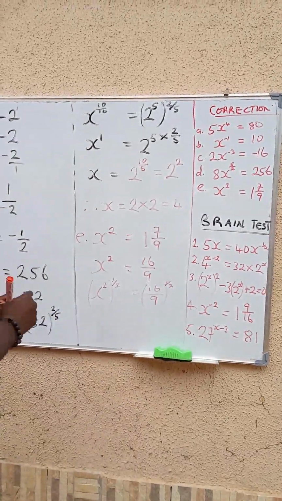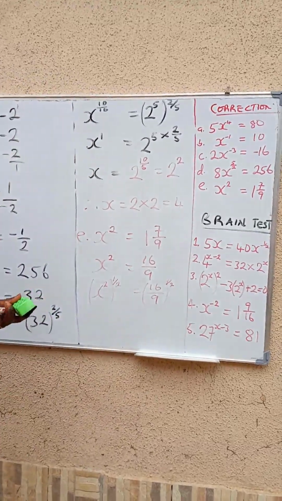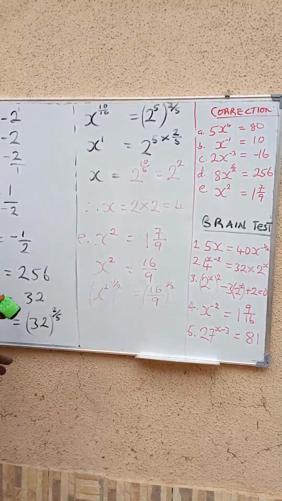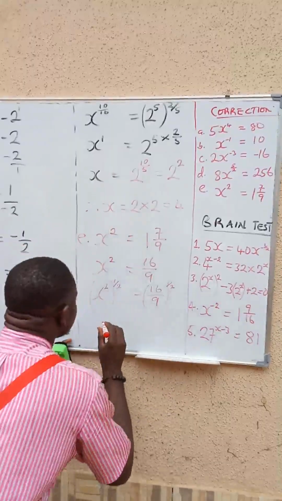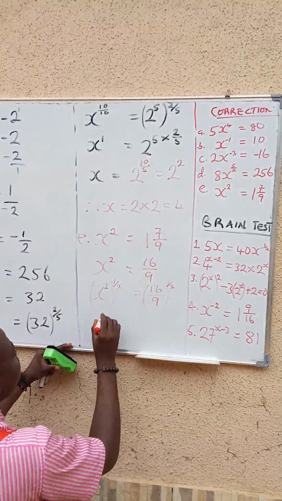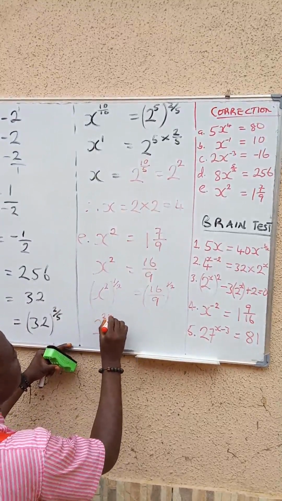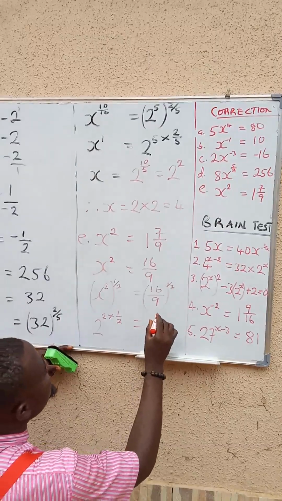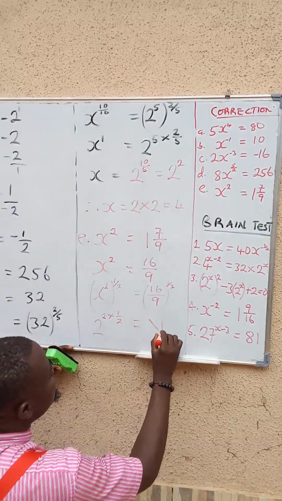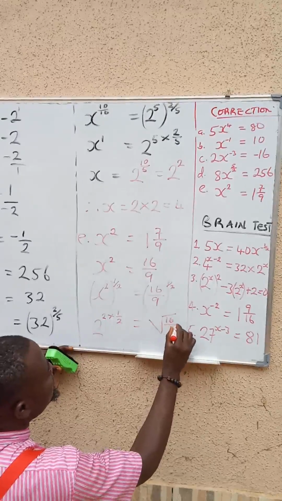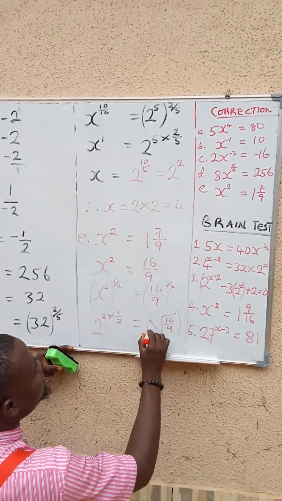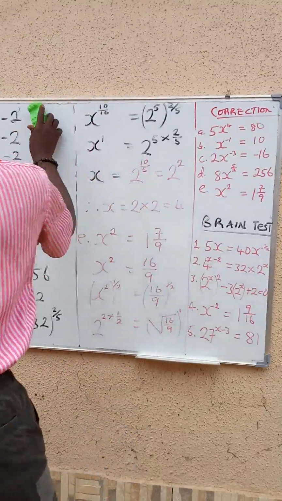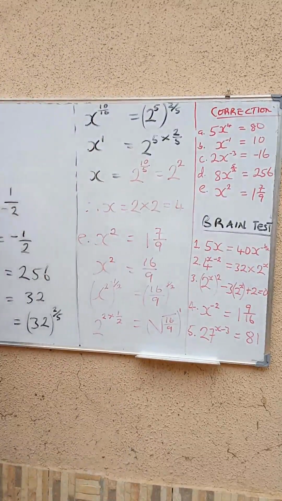If it's 1 over 3, it will be the cube root. 1 over 4 is the 4th root. So in this case, 2 times 1 over 2 is 2 over 2, which is 1. That is x raised to the power of 2 times 1 over 2 is equal to the square root of 16 over 9, all raised to the power of what? 1.